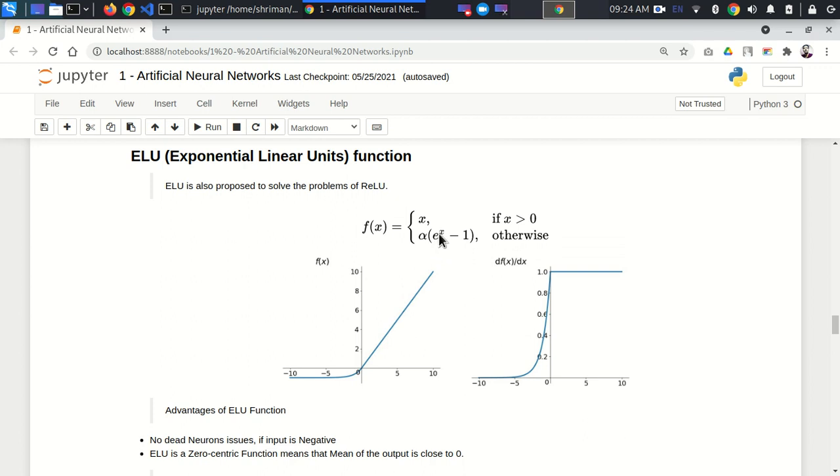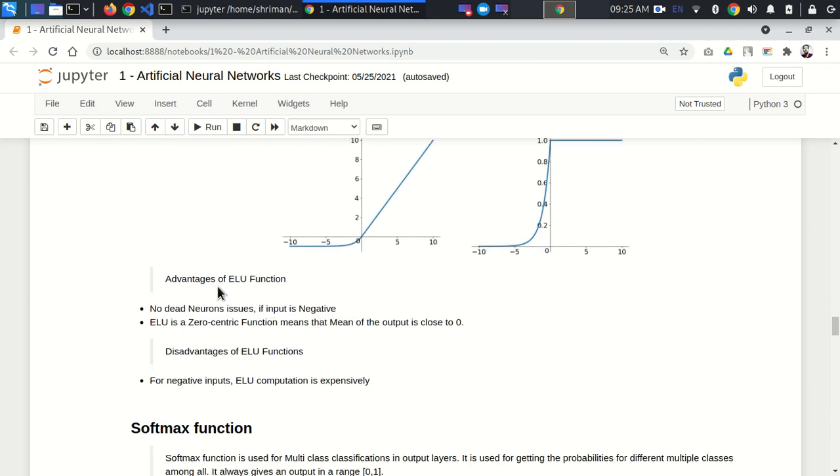Alpha into e to the power x minus 1. So for positive x, it is x. But if your input is not positive, your function is going to give you this kind of result: alpha into e to the power x minus 1, which is the equation of this part. Now whenever we differentiate this, for the linear part we get a constant value, df upon dx, and for the exponential function we get this kind of graph for its derivative, right?